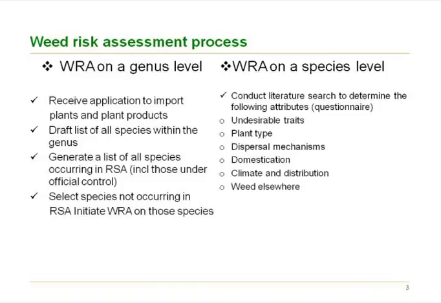The process itself can be done in two ways. First, on a genus level, what happens is we receive applications to import plants and plant products through our import permit office. Then we draft a list of all species within that genus. Out of that list, we generate a list of all species which occur in South Africa, including those under official control. Then we select species which do not occur in South Africa, and we start initiating the weed risk assessment process on those species.